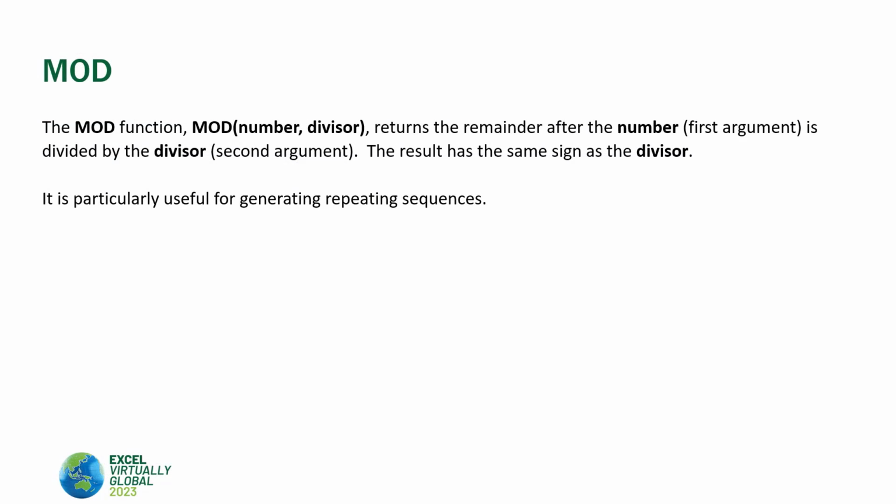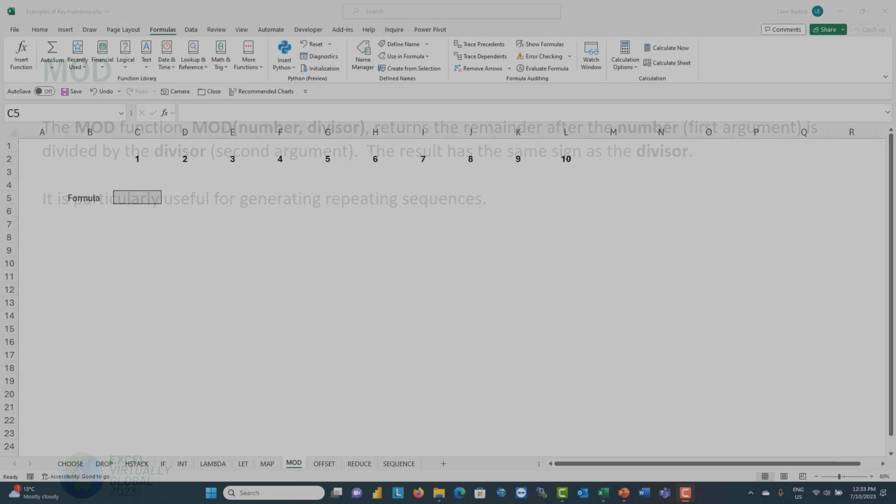Next. We're at the three-quarter mark for the functions now, and number 9 is the MOD function. MOD, open brackets, number, comma, divisor, returns the remainder after the number, that is the first argument, is divided by the divisor, the second argument, and the result has the same sign as the divisor. Now it's particularly useful for generating repeating sequences, as I will show now.